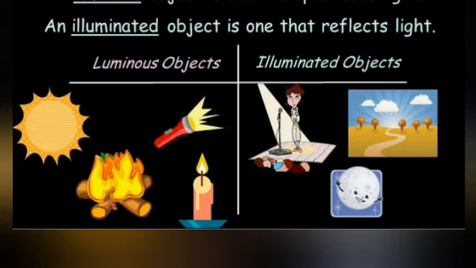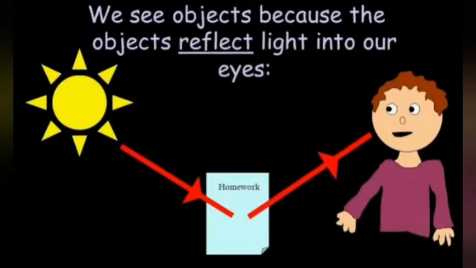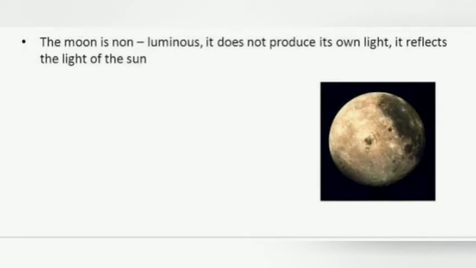When light from a luminous object falls on a non-luminous object, some of the light gets reflected in different directions. When this reflected light enters our eyes, we can see the non-luminous object. The moon is a non-luminous object. It shines because it reflects the sunlight that falls on it. Planets are also non-luminous objects as they reflect the sunlight falling on them.